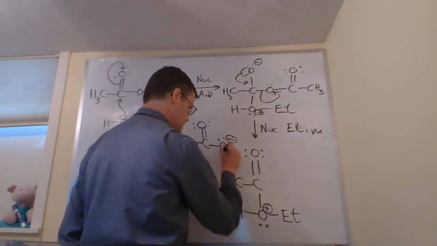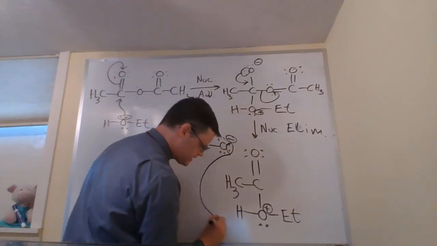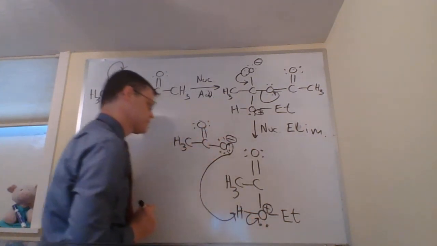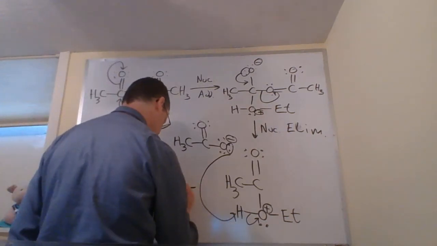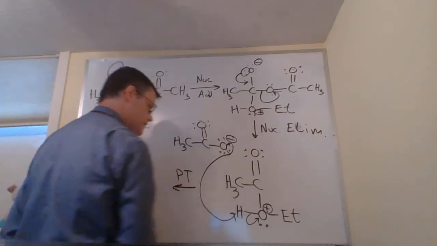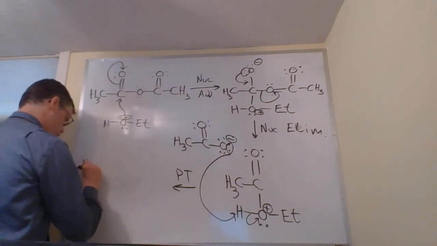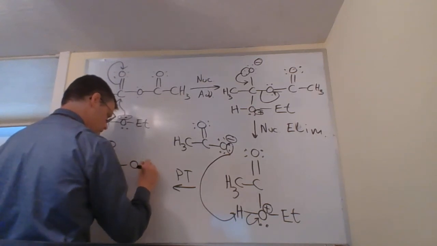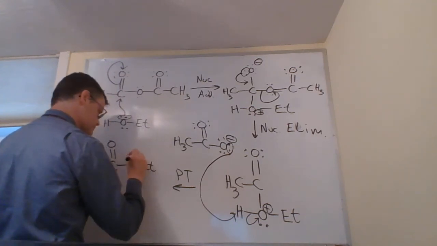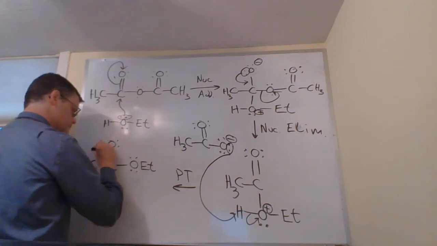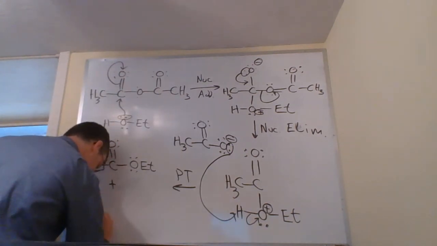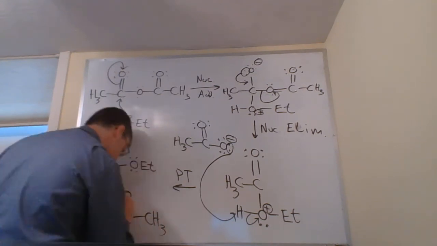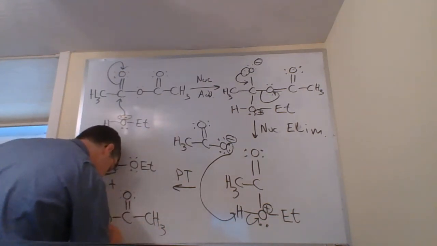Then in our final step, that acetate can act as a base, and we can do a proton transfer right there. That'll get us to our carboxylic acid derivative, ethyl acetate, plus acetic acid as the byproduct.